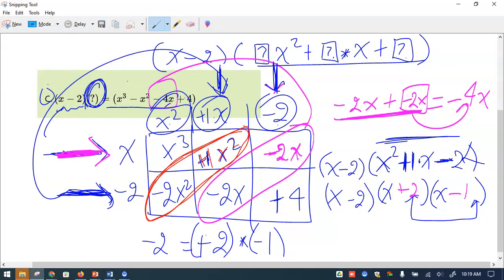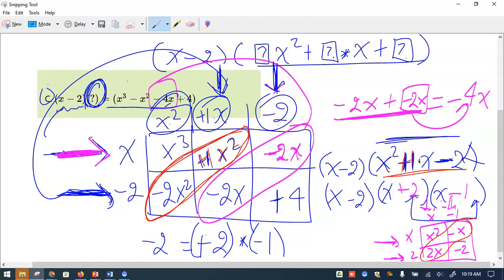Because if you use the box method again, and you make a box like this with x and 2, and x and minus 1, you can see x times x is x squared, x times minus 1 is minus x, then 2 times x is 2x, and 2 times minus 1 is minus 2. Using the diagonal, you end up getting the same thing. So that's how we factorize completely.